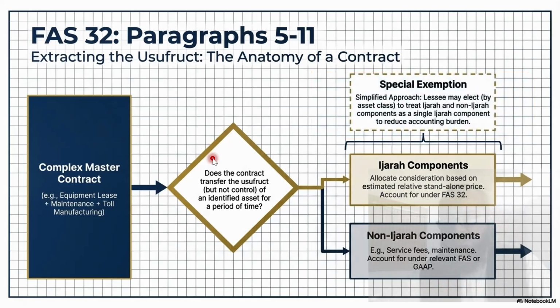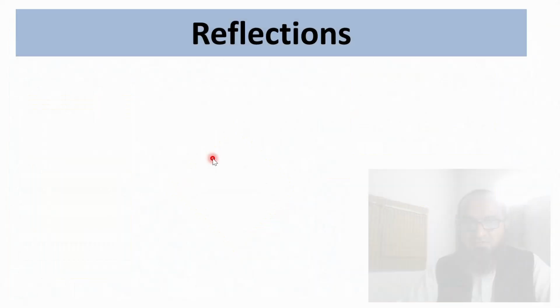But there is a special exemption, a simplified approach, which is available to the lessee, not the lessor. The lessee may elect to treat Ijara and non-Ijara components as a single Ijara component to reduce the accounting burden. This reduces the administrative and accounting complexities of recording Ijara rentals and depreciation or amortization on the Ijara and non-Ijara expenses. So the standard allows that the lessee can treat the entire contract as Ijara and apply the Ijara accounting. What the Ijara accounting is comes in the further slides.